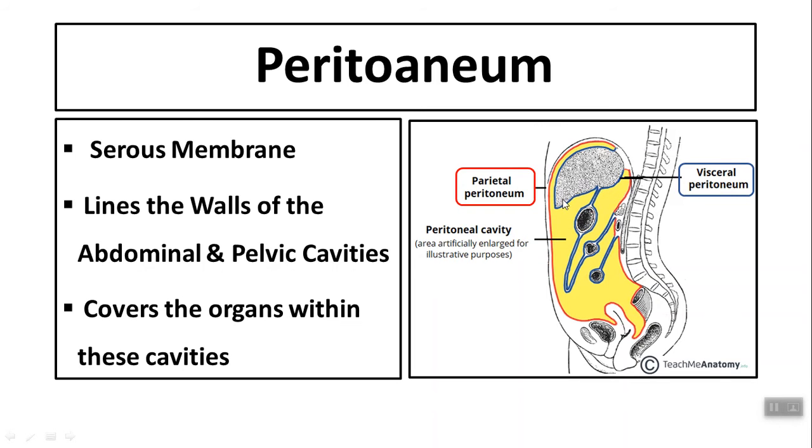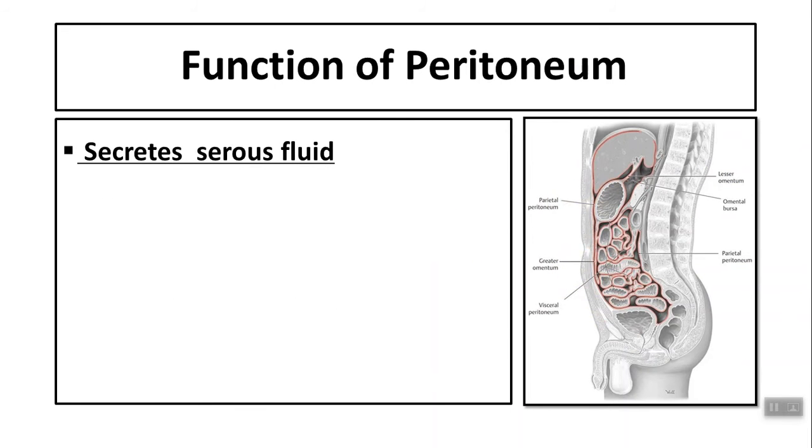As in this figure, it covers the liver, covers the stomach, and the small and large intestine. So it is a serous membrane, lines the walls of the abdominal and pelvic cavities, and also covers the organs within these cavities. What are the functions of the peritoneum?